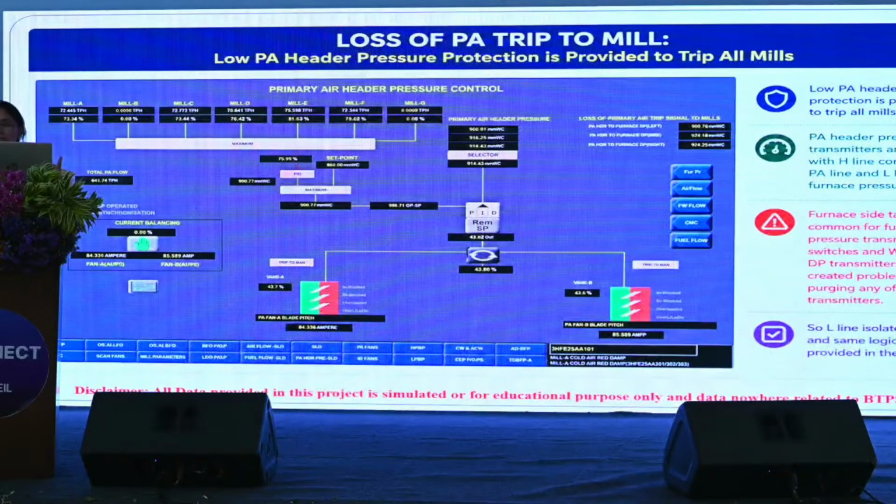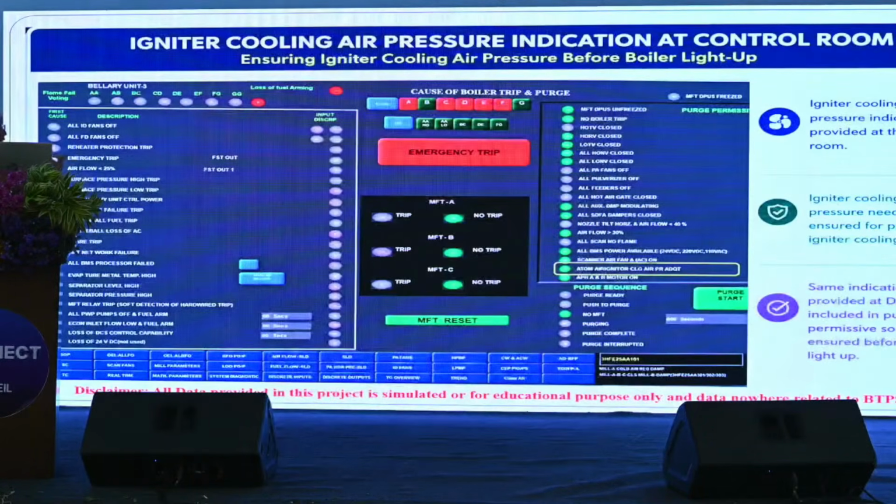Next thing, coming to PA header pressure. PA header pressure was measured with a DP transmitter where the H line was connected to the PA header line and the L line was connected to the furnace. Whenever the PA pressure transmitter was used for purging, the furnace pressure transmitter reading would go low. So what we have done is, locally the L line is closed completely and we are reading only PA header pressure, and we are reading furnace pressure from the furnace pressure transmitter, and in TCS we are negating this and then giving the PA pressure to trip the fan.